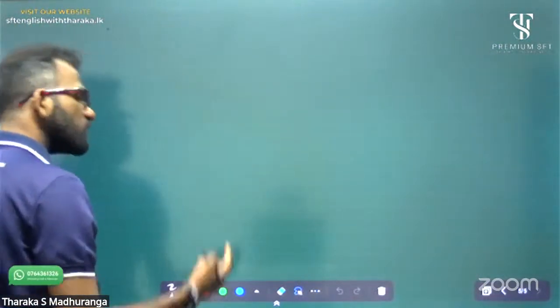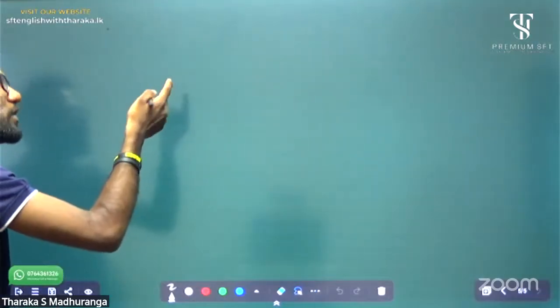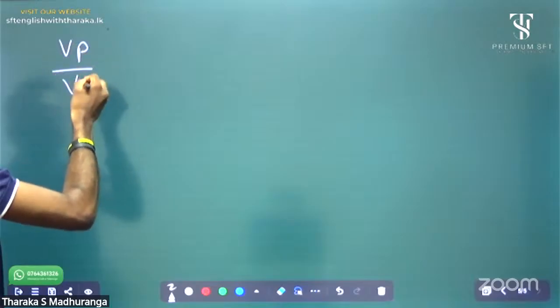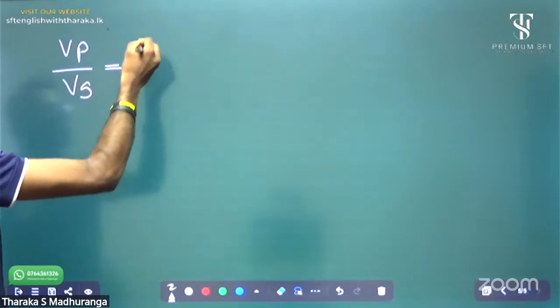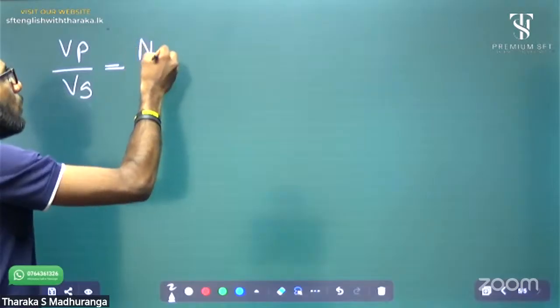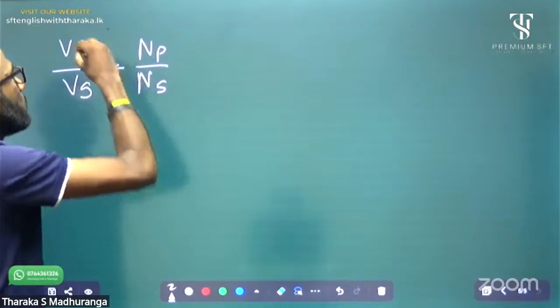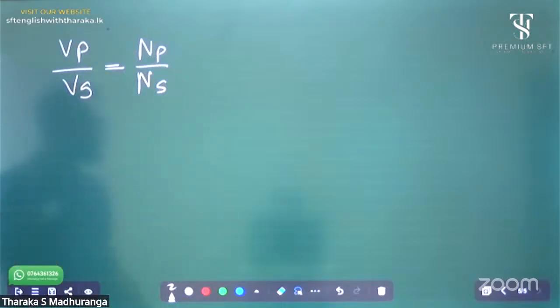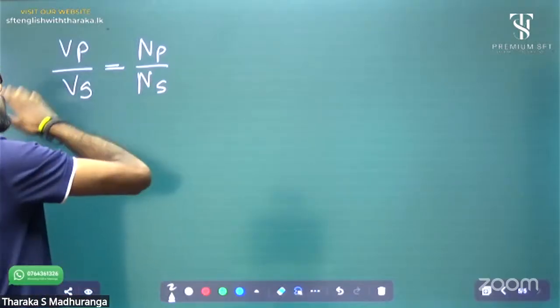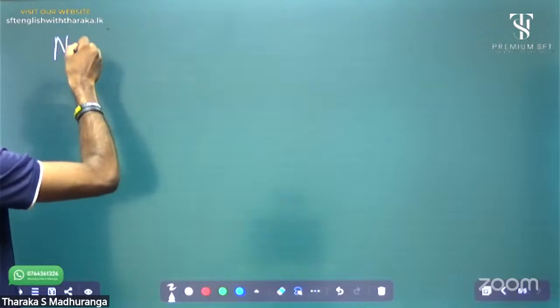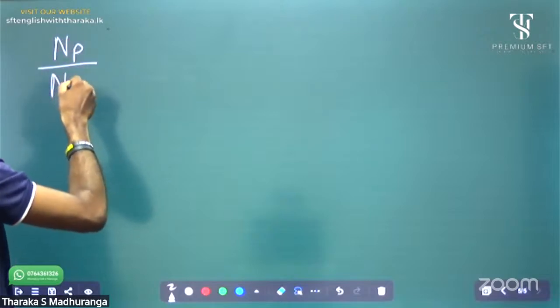If you take the basic equation first, the number of turns and voltage: Vp over Vs, that's a very simple equation, equals Np over Ns. It is the same ratio. If you take this in the opposite direction, make it opposite with Np over Ns. This is the final equation you need to remember.